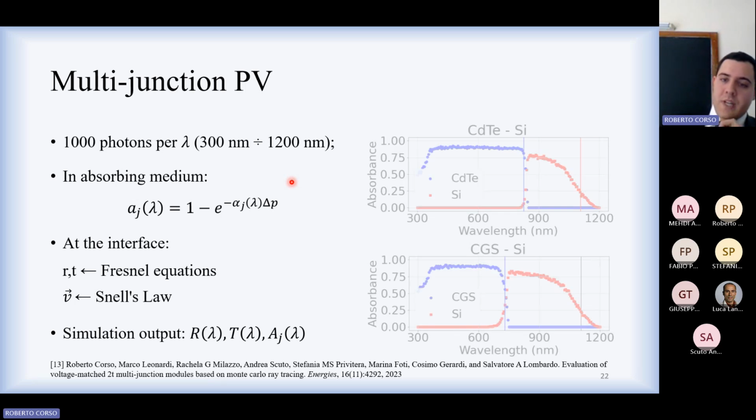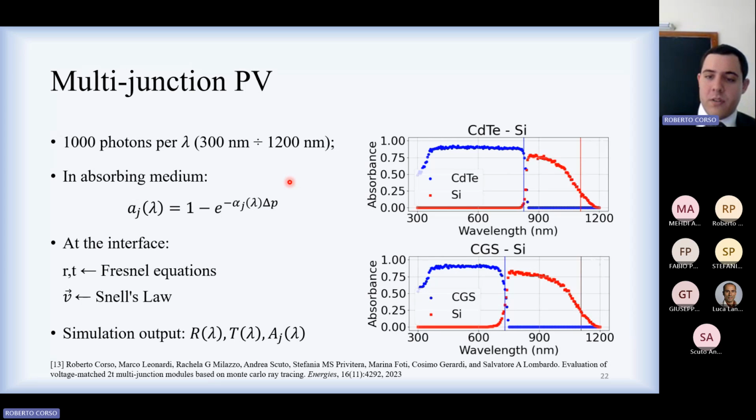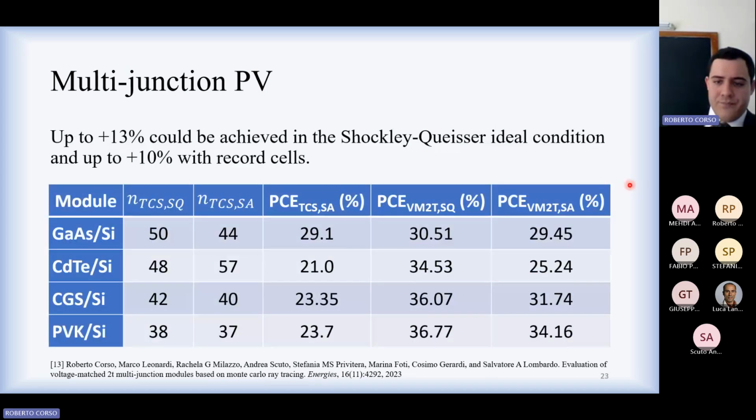The simulation output is this type of plot where we can see the fraction of absorbed photons per wavelength. I report two examples, just to show that once the wavelength approaches the bandgap energy value, the absorbance of the top semiconductor sharply decreases, and we have the beginning of the contribution from the bottom silicon module.